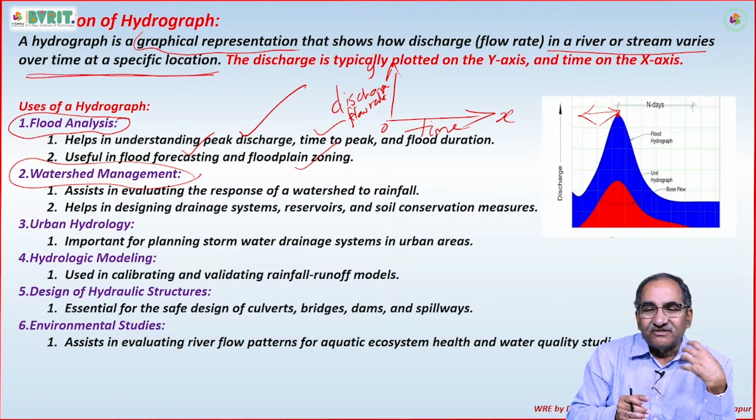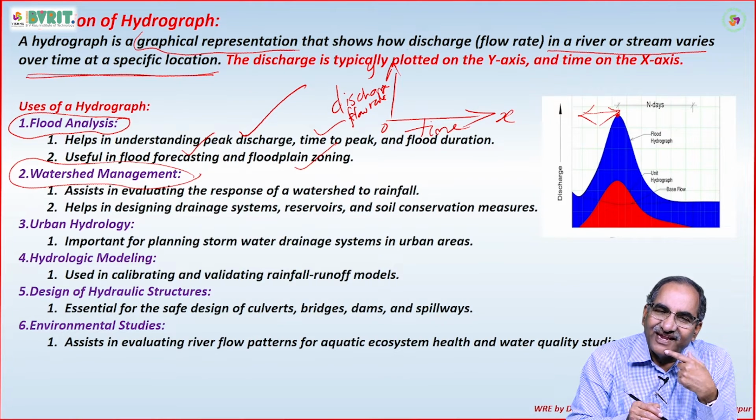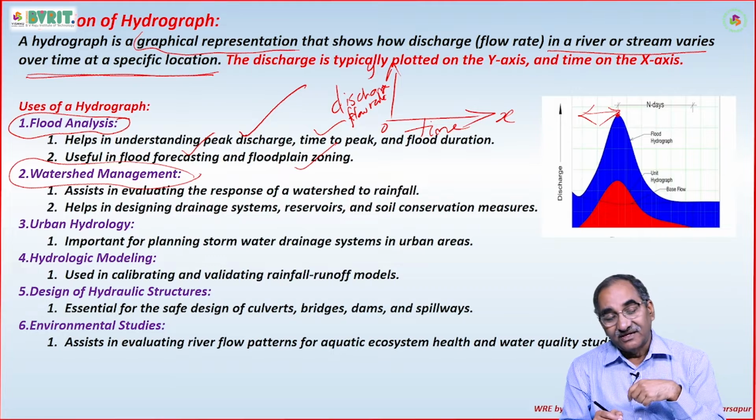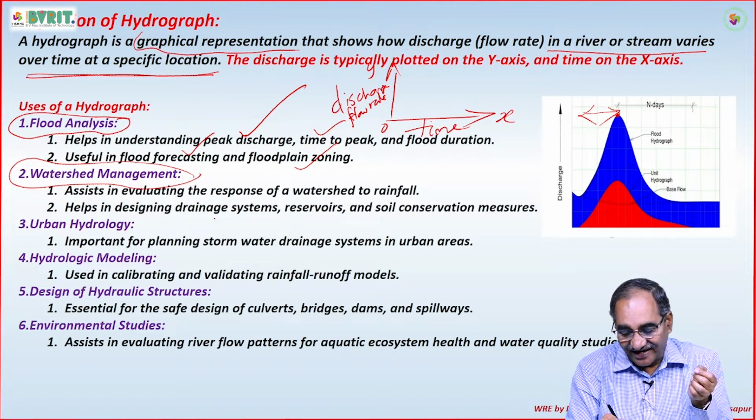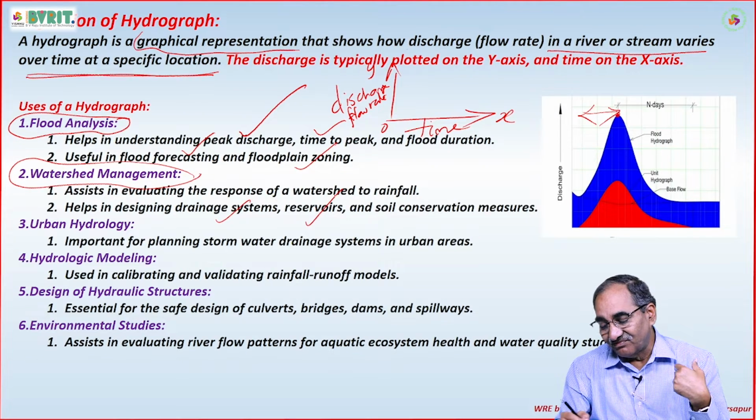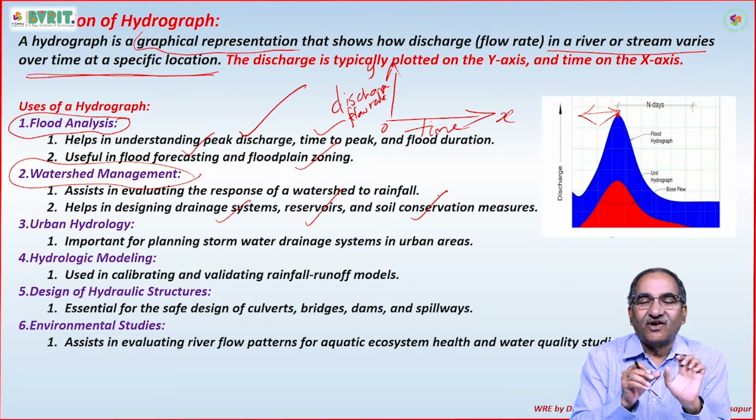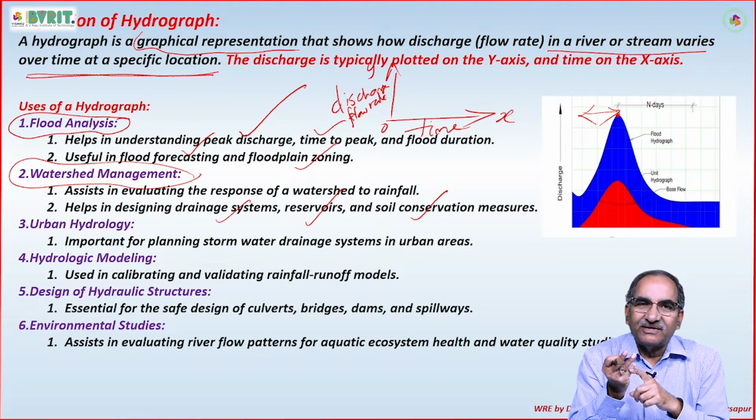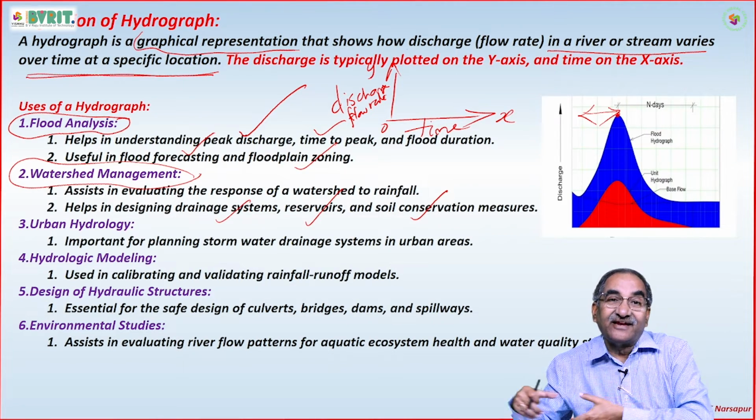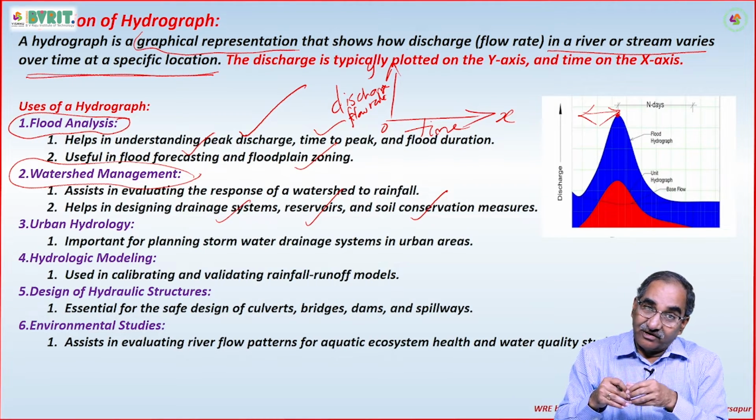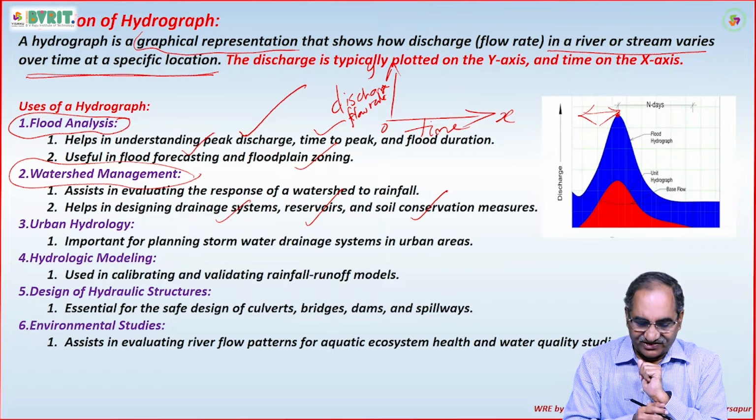If you want to evaluate that response clearly, then these hydrographs will assist. For watershed management, they also assist in deciding how the drainage system should be, how the reservoirs should be, and what measures we have to take for soil conservation. So this is what watershed management is. Watershed management means the availability of water, how to systematically take that water outside or store that water, what should we do? These things come under watershed management.